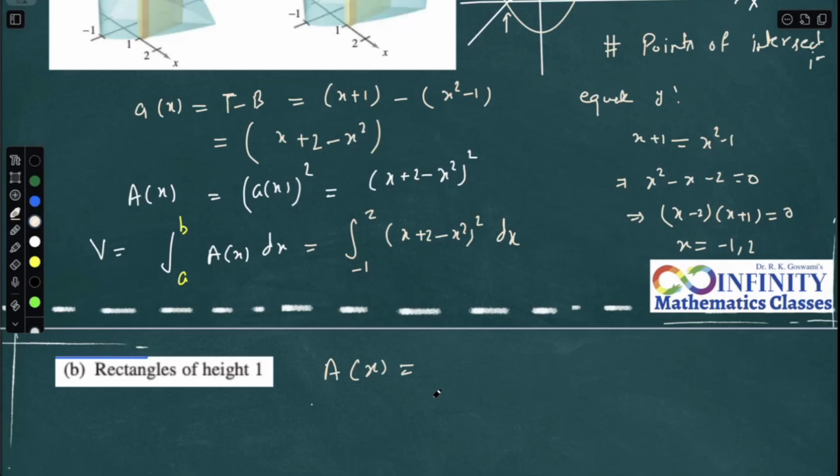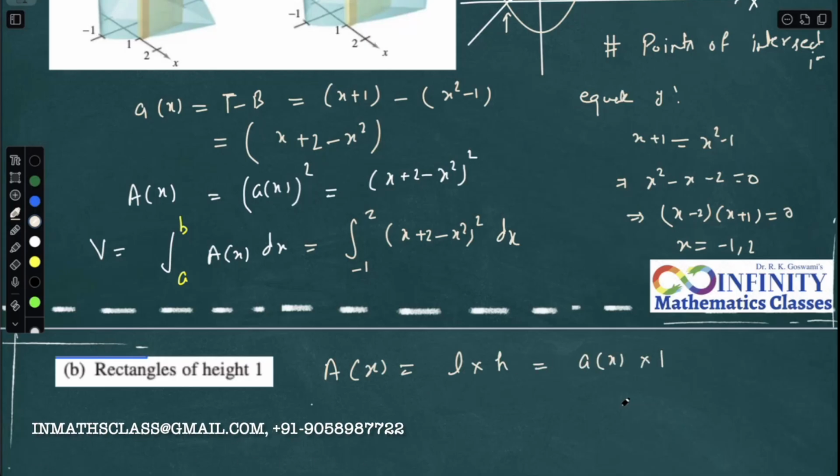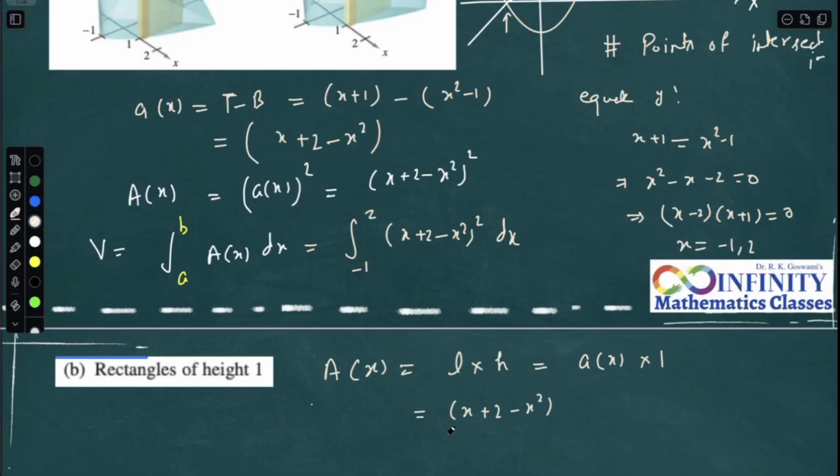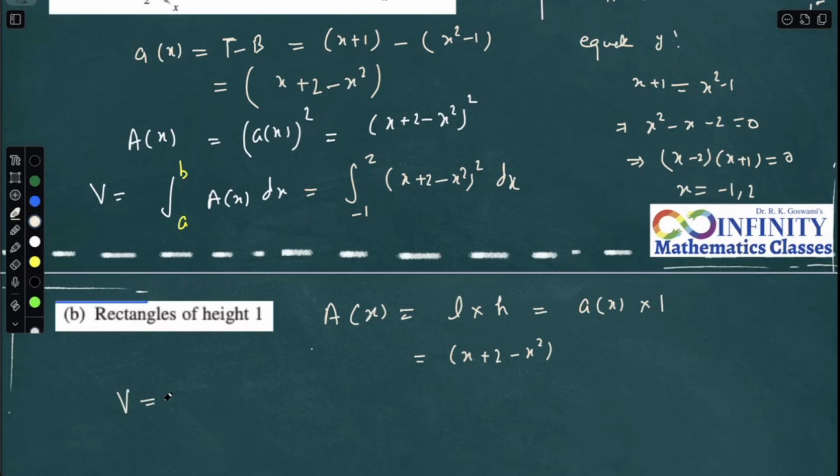What is the area of a rectangle? It is length times width. Yes, perfectly. So length is going to be x plus 2 minus x squared, which we obtained. Height is given to us as 1, right? So the volume, if you wish, is the integral from minus 1 to 2 of simply x plus 2 minus x squared dx. So it is a matter of just what shape the cross section is, and then get the area.